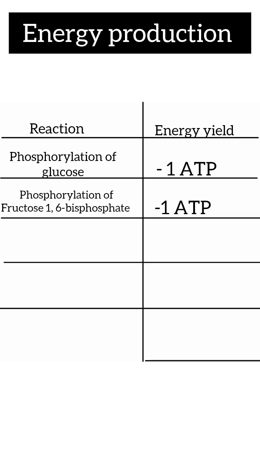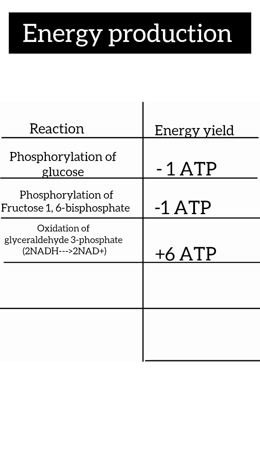In the reaction involving the oxidation of glyceraldehyde 3-phosphate to 1,3-bisphosphoglycerate, 2 NADH is produced. And we know that 1 NADH is equivalent to 3 ATP. Therefore, 2 NADH will be equal to 6 ATP. So, the energy yield in the oxidation of glyceraldehyde 3-phosphate is 6 ATP.